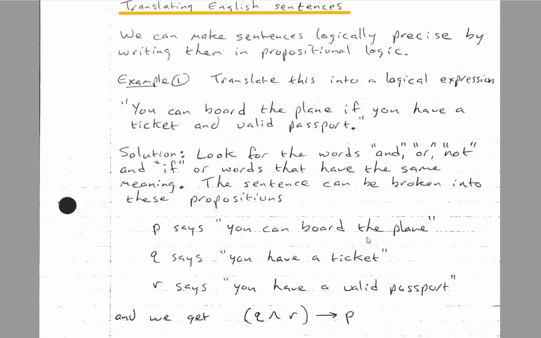So P says you can board the plane. Q says you have a ticket. And R says you have a valid passport. Okay, so we're using these three propositions. And here we see an if. So there's an implication here. If you have a ticket and valid passport, then you can board the plane. So that's the implication. And there's also an and here.